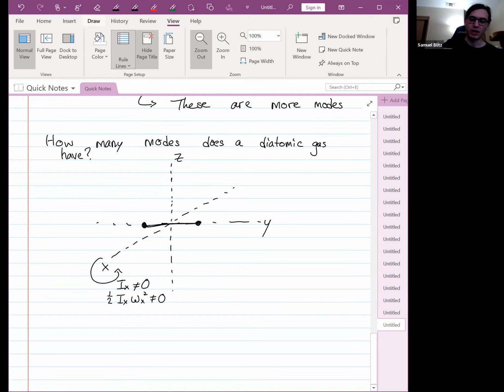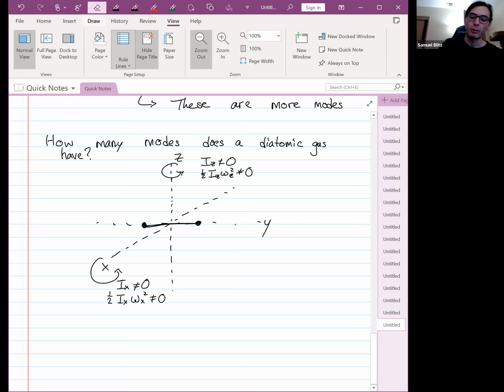And you can do the same thing with, say, the z-axis. The moment of inertia about the z-axis isn't 0, and so the rotational kinetic energy about the z-axis also isn't 0, i.e. you can store energy that way. And so in principle, you could just store energy in these 2 ways. You could rotate about the x-axis independently from rotating about the z-axis, and both are different ways to store energy, so that's at least 2 modes.